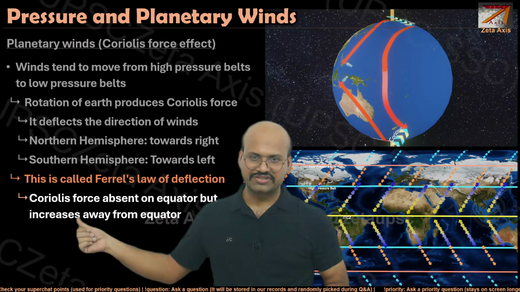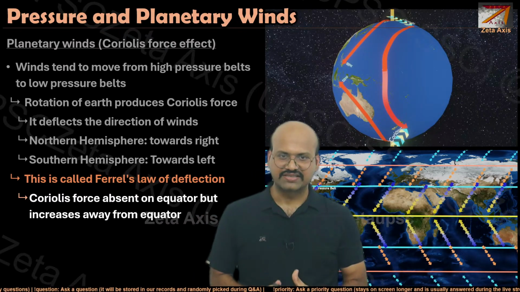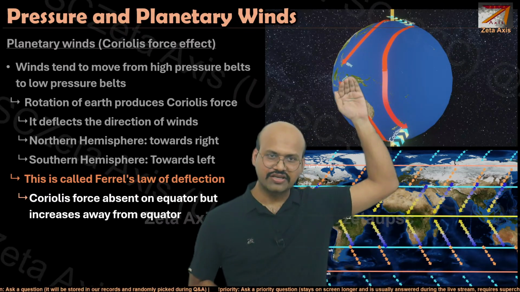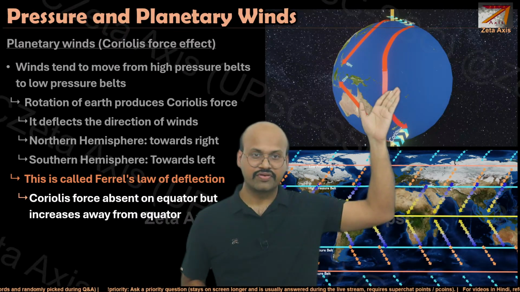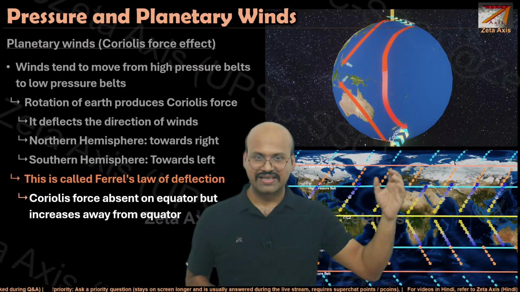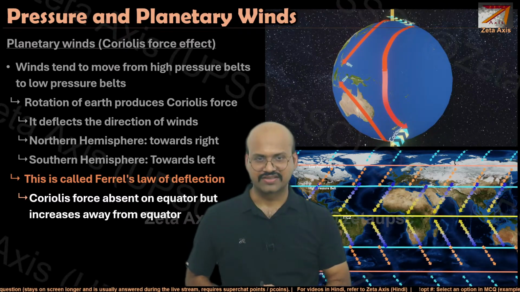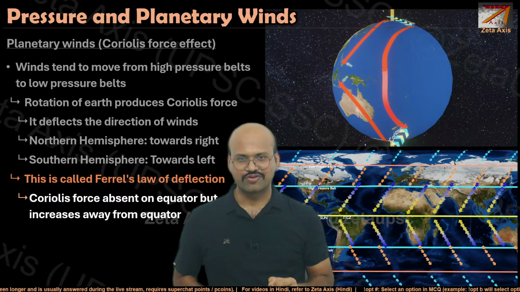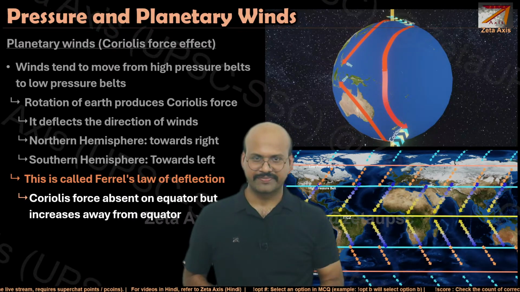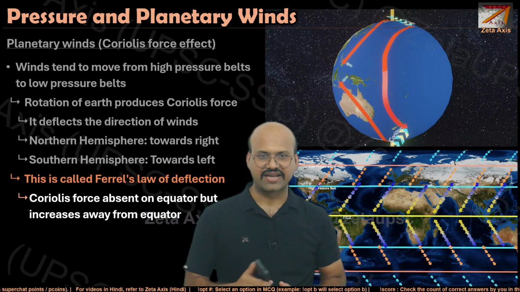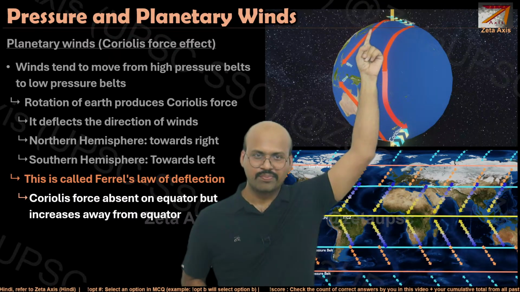Remember, Coriolis force is absent at the equator, and it increases as your distance increases from the equator. So if you are at the equator, the Coriolis force will be 0. But as you move away from the equator in both the hemispheres, the amount of Coriolis force will increase. That is, the amount of deflection will increase. Now remember one thing, Coriolis force causes deflection. It does not change the velocity of the air or water. It will only change the direction. And the Coriolis force is 0 at the equator, while maximum at the poles.